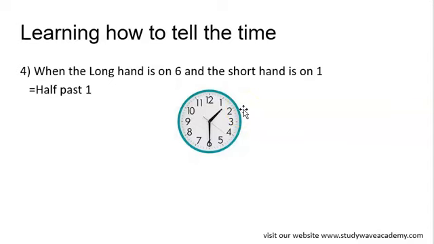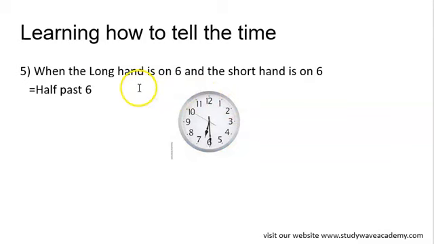Here we have when the long hand is on 6 and the short hand is on 6, it is called what? The long hand is on 6, and we say when the long hand is on 6, it is called half past. And now the short hand is also at 6 and it tells us the hour. The hour here is what? 6. So it is called 6:30. It's called 6:30, right? We understood this exercise.